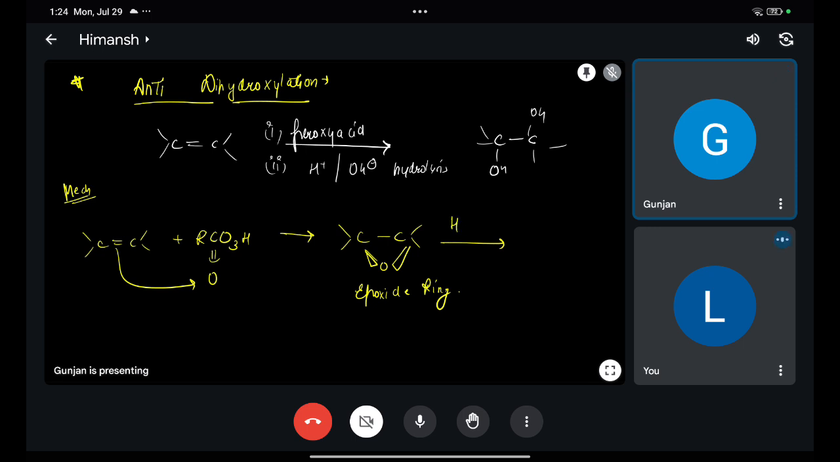Now if H2O wants to attack, obviously oxygen got a positive charge or no? Oxygen got a positive charge, so it ultimately tries to break the charge by taking the electron, breaking the bond. Ultimately the carbon gets an OH, and this is OH. They are opposite. This is anti-addition. This is known as anti-addition.